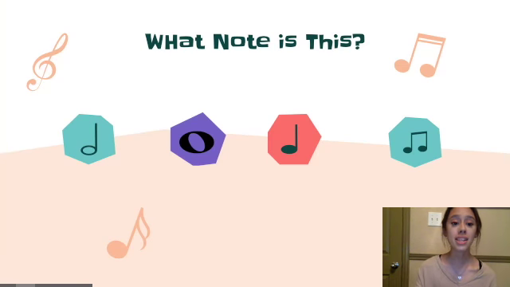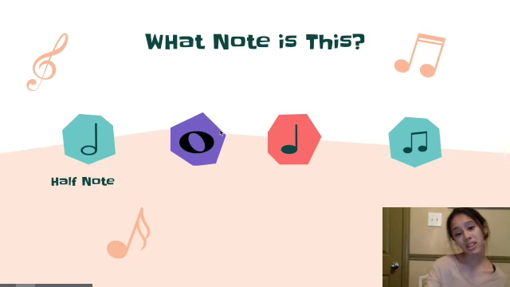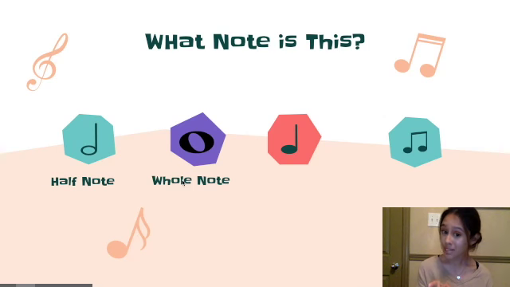What note is this? All right, has a little stem on it, a little circle underneath, and it's not filled in. You remember what that one is? What is that one called? If you said a half note, you're correct. Now let's move on to the next one. This one kind of looks like the half note, but there's not a little stem attached to it. What is this one called? If you said a whole note, you were also correct.